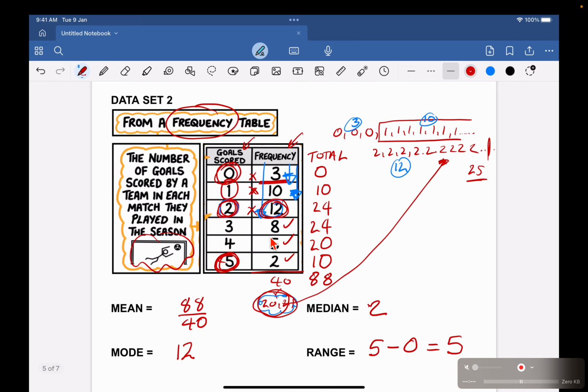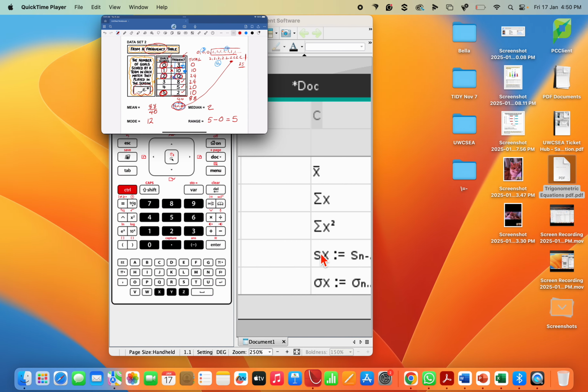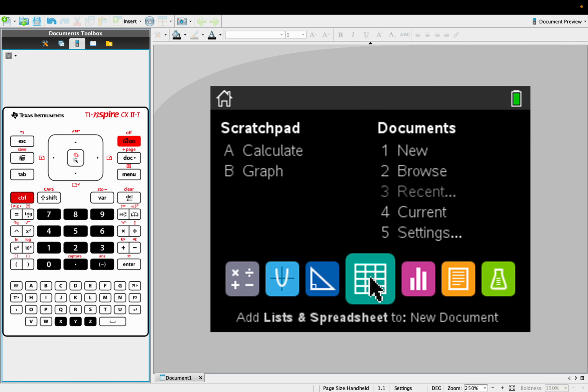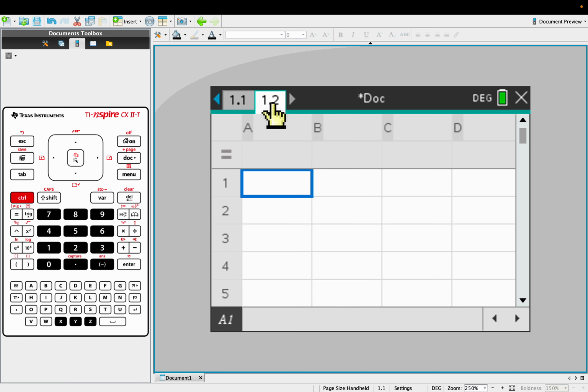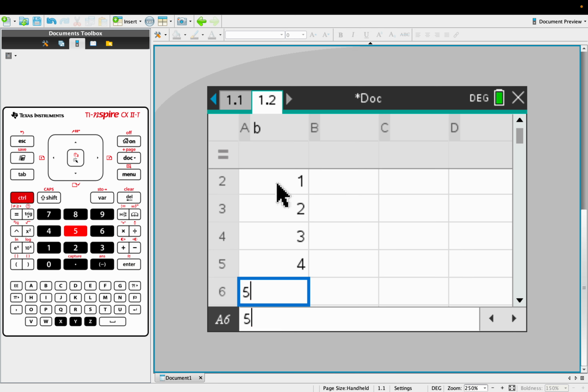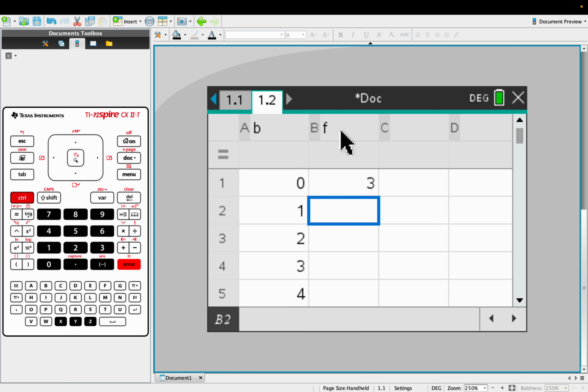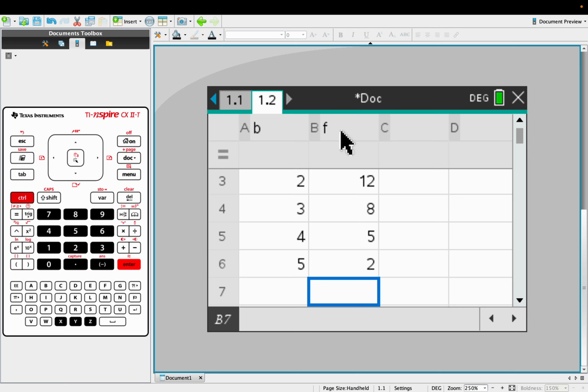Now let's have a look at this data set and see how we do that on the calculator. So here, I'm going to go back to the home page, insert another spreadsheet, and look, it's become 1.2. I'm going to call this data set B, and I'm going to type in the goals scored, which is 0, 1, 2, 3, 4, 5. But then I need an F for frequency, right? So this is the number of matches played. So this is 3, 10, 12, 8, 5, and 2.